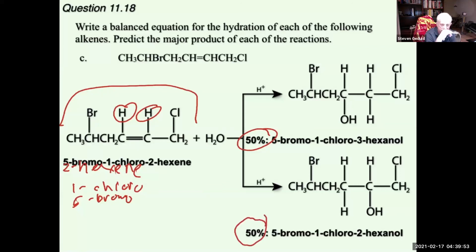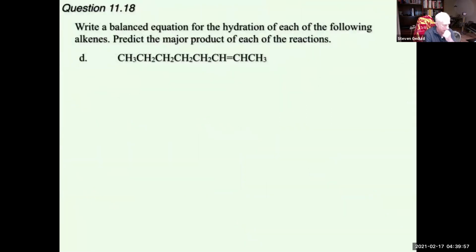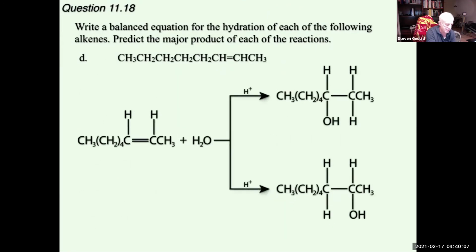Okay. So that one's a 50-50. This one, I think, is our last one, and it's going to be no substituents attached. So we're going to draw it out just like that. CH3, CH2 four times. So we have 1 hydrogen attached to this one, 1 hydrogen attached to this one. 50-50, major, minor, only one product.